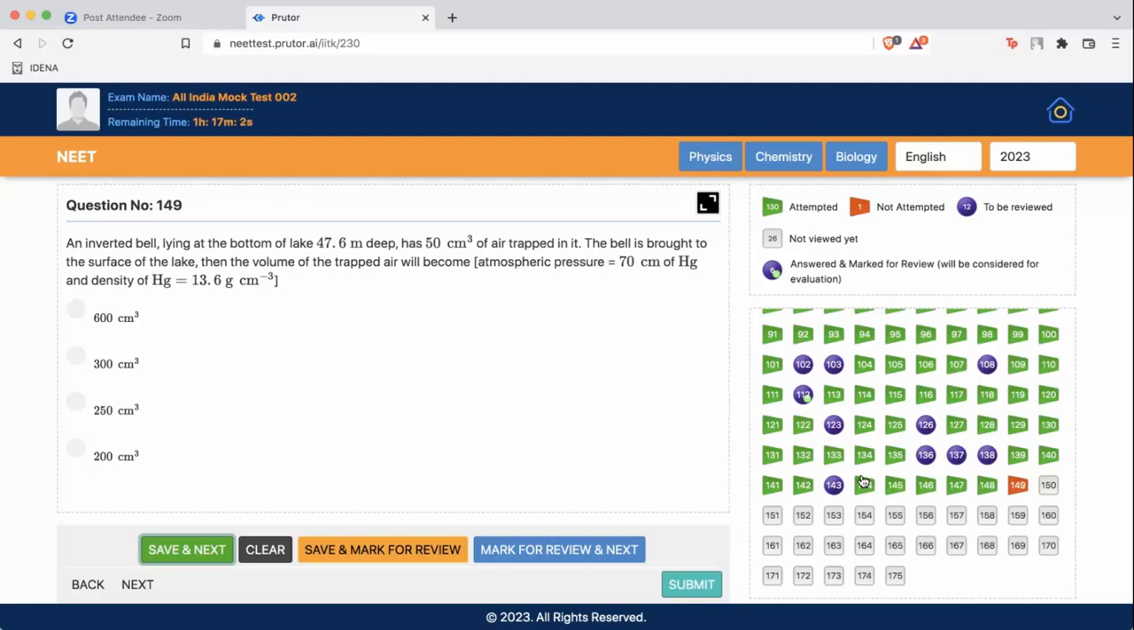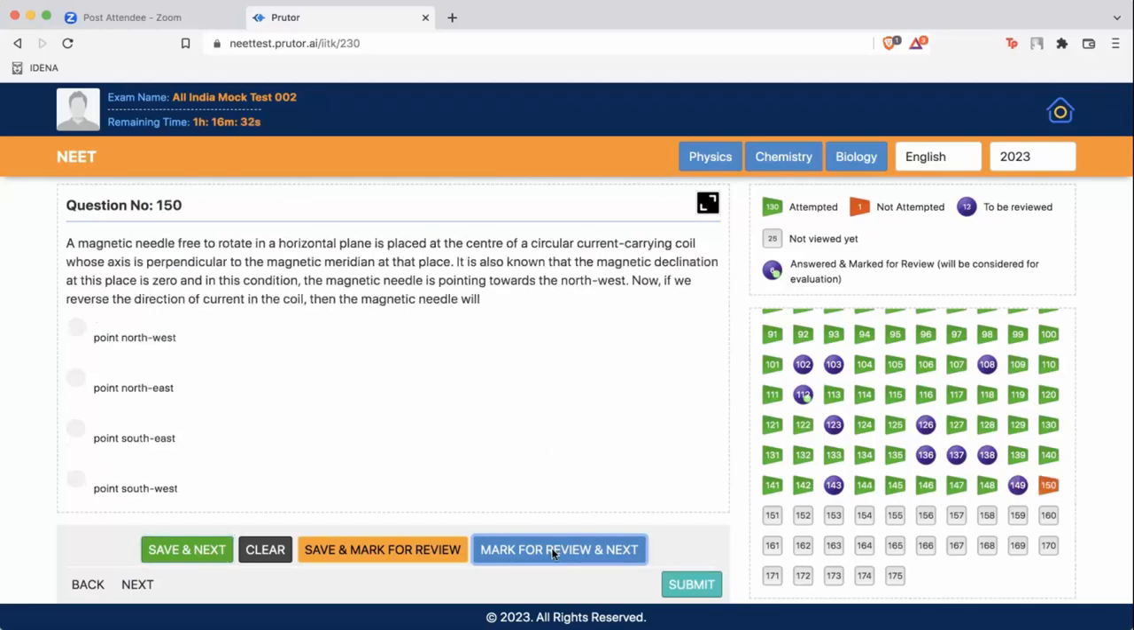No, but then, atmospheric pressure 70x is equal to 70 plus the height of water, which is 0.6. Oh no, but then you have to convert that as well. Not sure. Because here we're doing a lake, right? That's different. We'll come back to this. We spent too much time on this solution.